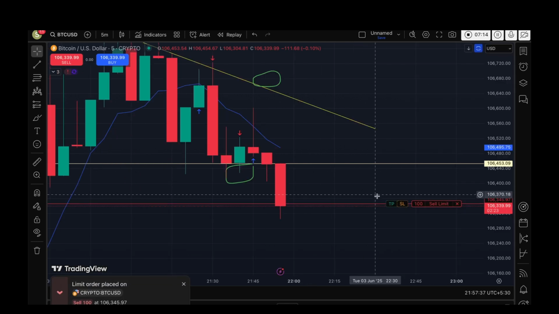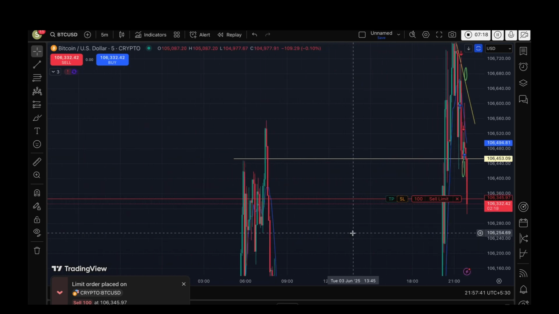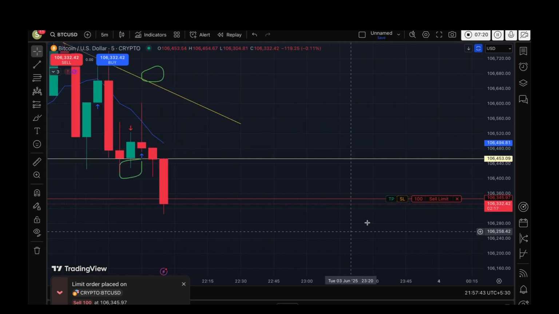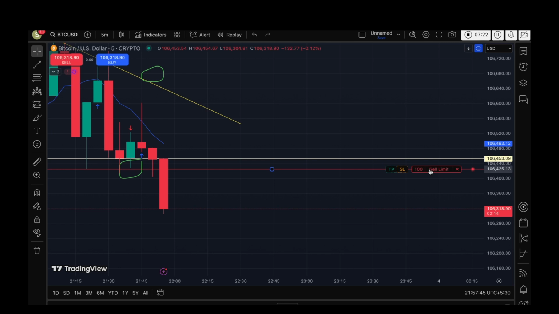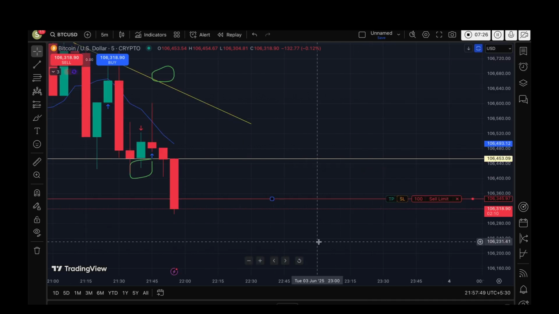Let's see if we make some money or not. Here, some rejection is there. Yeah, this area is a big rejection. I don't think so. It's going downside.